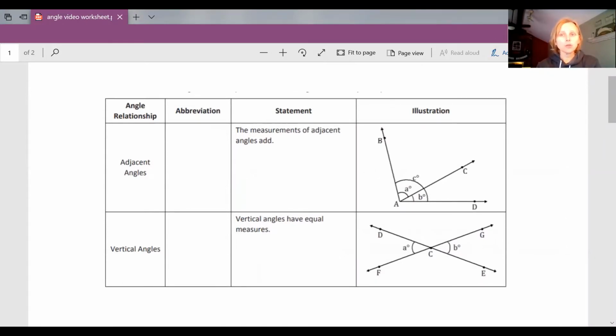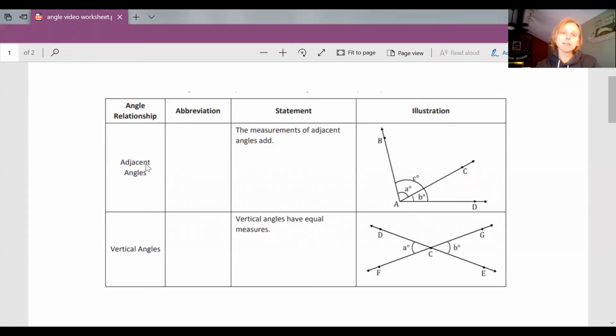Again, I'm going to try to make this a little bit brief. So if you find that I'm going too fast, just rewind it, pause it, write things down, and I'll try to be as concise as possible, which is not easy for me.